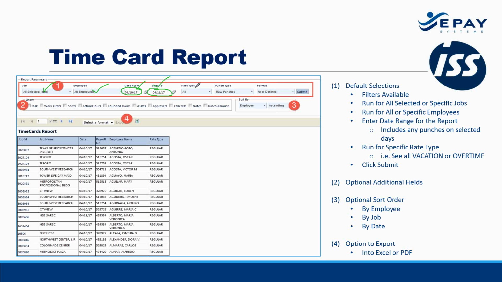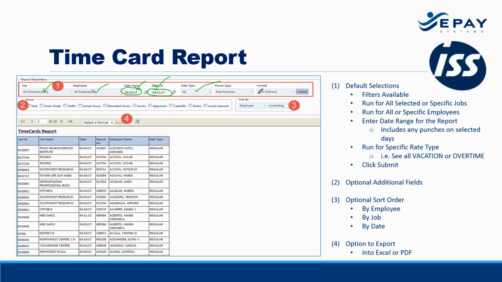Next one is rate type. Rate type allows you to say all rate types, meaning you want to see your regular time, your vacation time, your sick time, birthday, anniversary, bereavement, any of those different rate types that are out there. You want them all in 1 report together. Or I can break it out and say, you know what, I only want to see those that had anniversary pay this week, or all those that only had regular time this week. I can break that out. Or those that just had overtime.